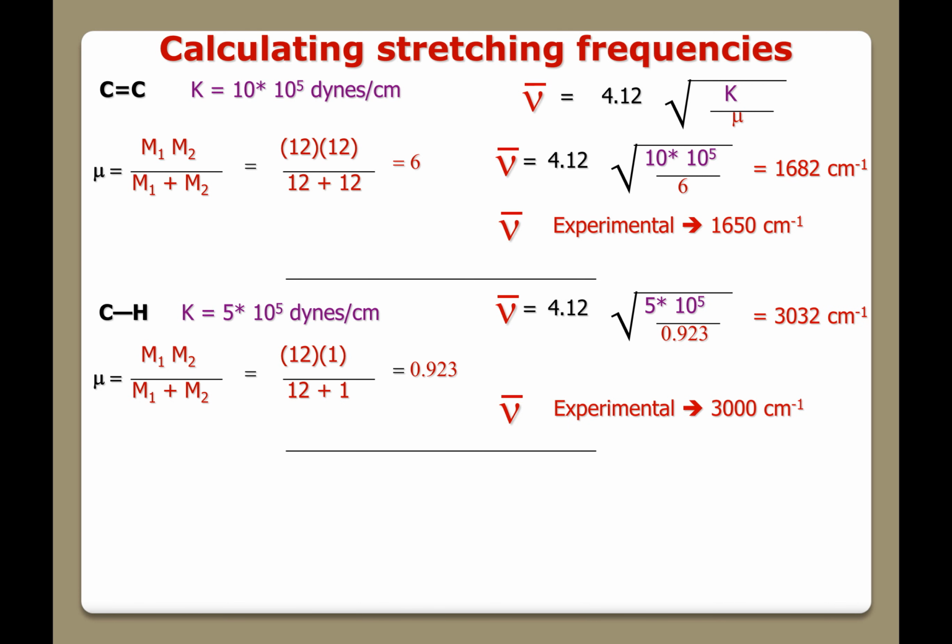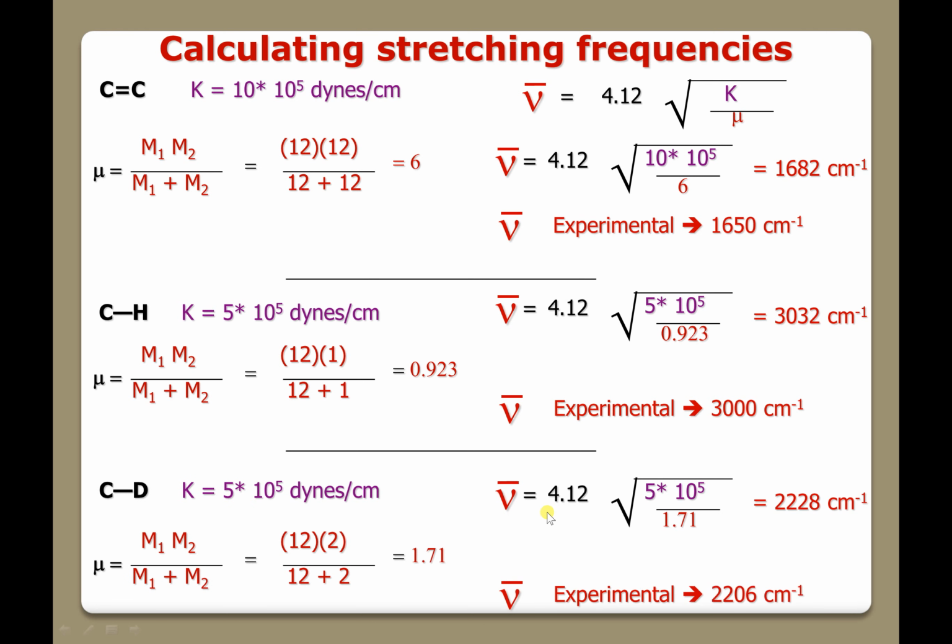Similarly, we can see for C–H. For C–H, again, the force constant is 5 × 10^5 dynes per centimeter. Masses, of course, have been decreased because hydrogen is only 1, so the product comes to 0.923. So you can see this has substantially decreased, and therefore you get the calculated value much higher than the C=C. And the experimental value is quite near to it.